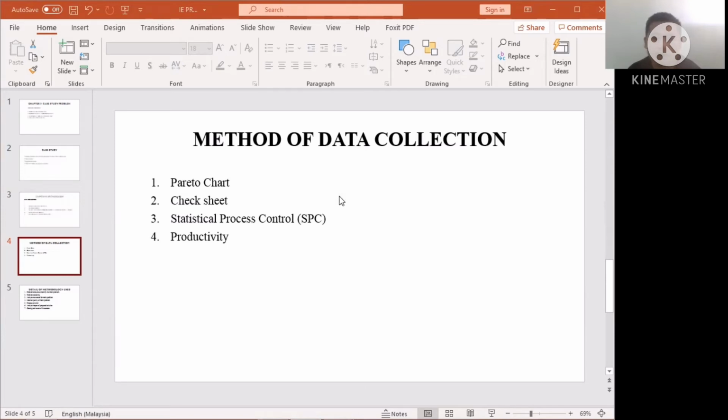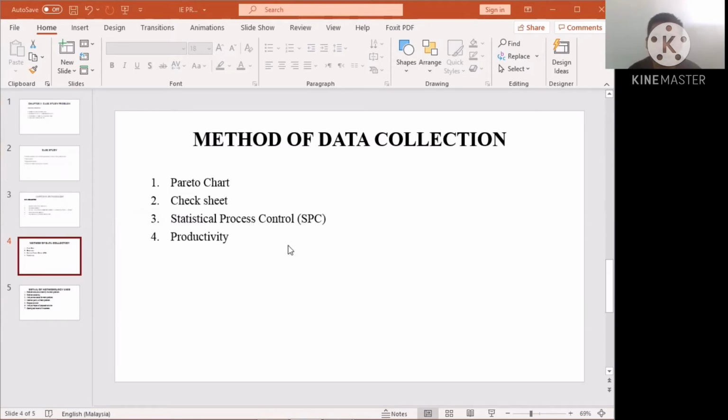The Pareto chart is a graph that shows the frequency of defects and their overall impact. This Pareto chart concentrates on 80% of the key issues, and it is also one of the 7 basic quality control tools.